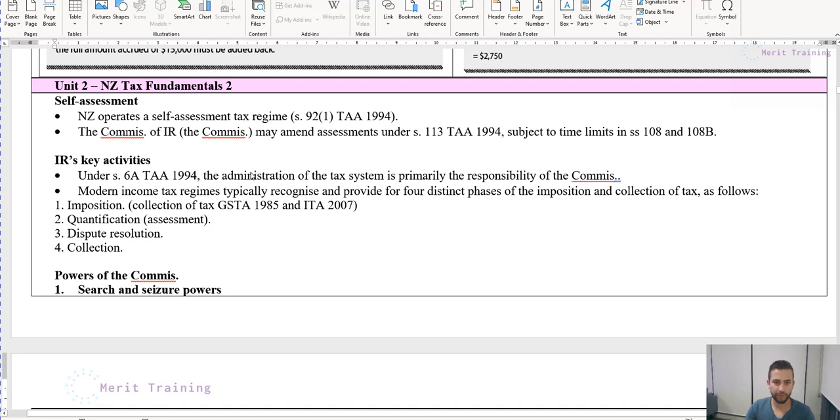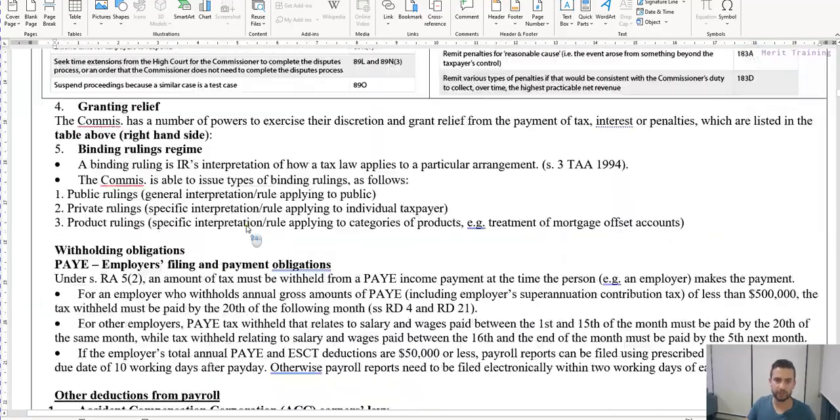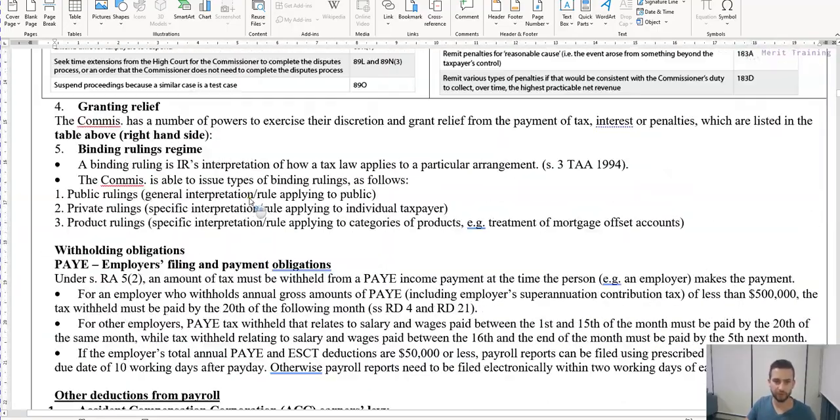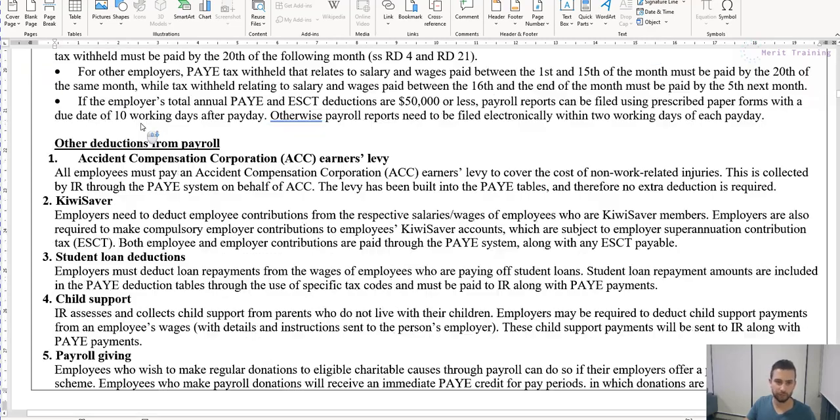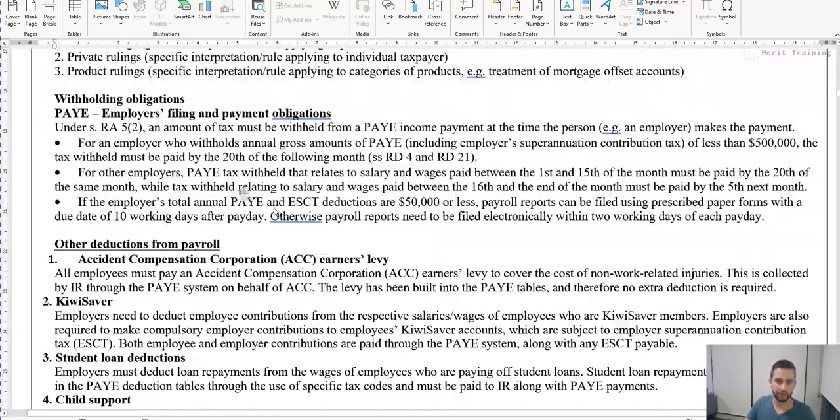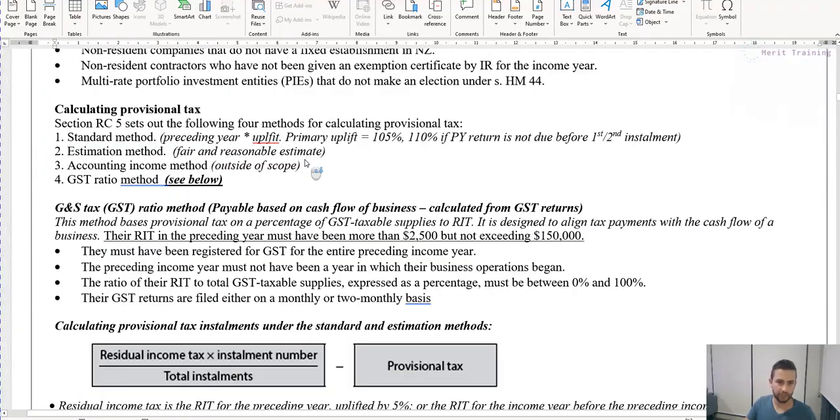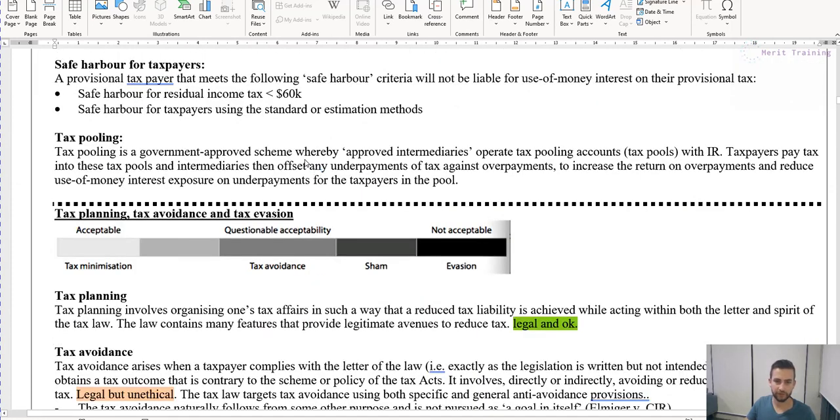And also, what are the powers of the commissioner? If someone is not submitting the returns or committing fraud, etc., what does the commissioner have the powers to do in those situations? We'll also be talking about some of the other obligations in the system, such as withholding obligations, for example PAYE, which is what your employer withholds from your salary, some of the deductions from payroll, and provisional tax, which is basically making installments on your tax before it's paid.